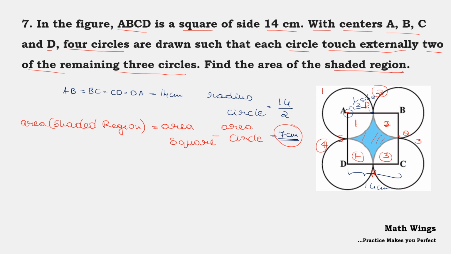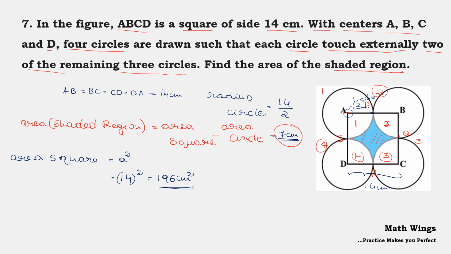How can you find the area of the square? Area of the square is equal to side squared, that is a square. What is the side over here? Side is 14, therefore 14 squared, which is equal to 196, and the unit is centimeter square. And what's the area of the circle?